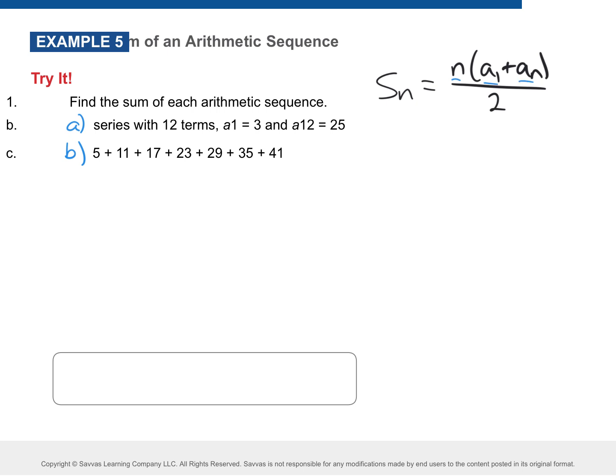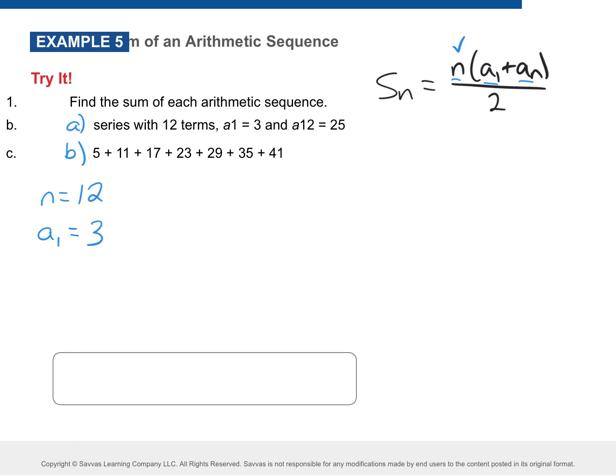So looking at A, my n stands for what? Number of terms. How many terms are there? 12. It tells us 12, so we have 12 terms. So we found n. Now I need to find a1. What's a1? 3. Which stands for what? First term. I know it gives it all to you in A right now.